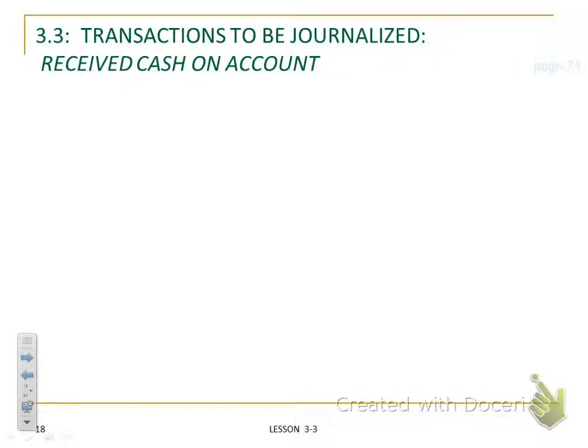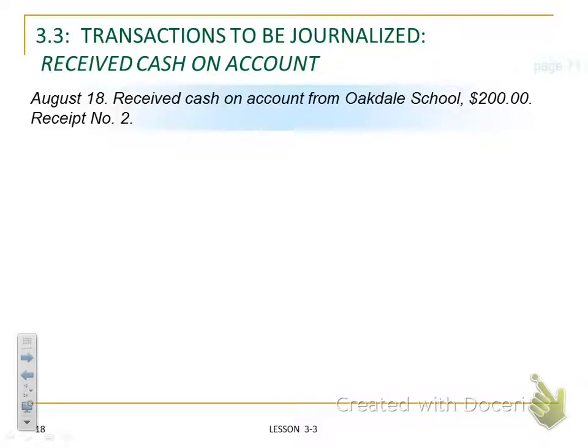Now, when we receive that cash that we had entered before into the accounts receivable, we've got to show how we would affect the accounts in that transaction. So on August 18th, we received cash on account from Oakdale School for $200 on receipt number 2. What are the 2 accounts that are affected?